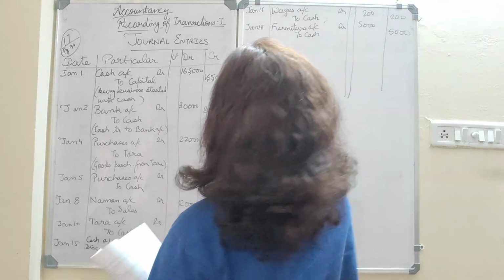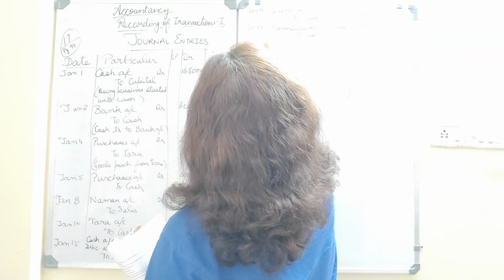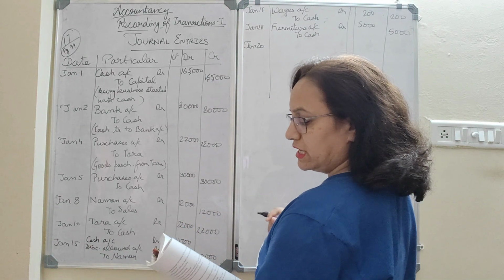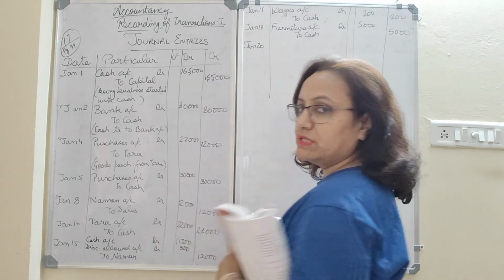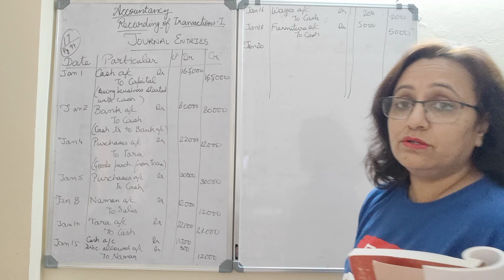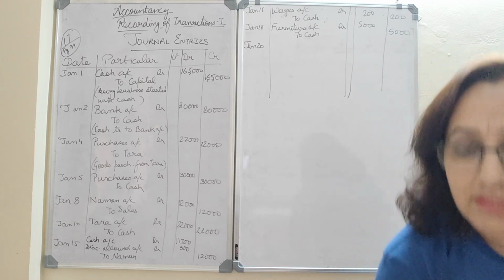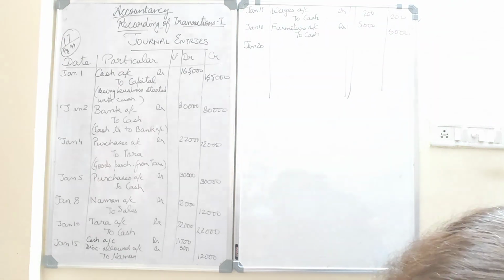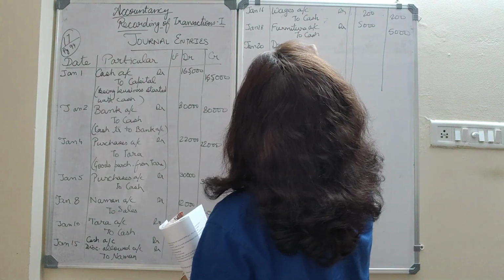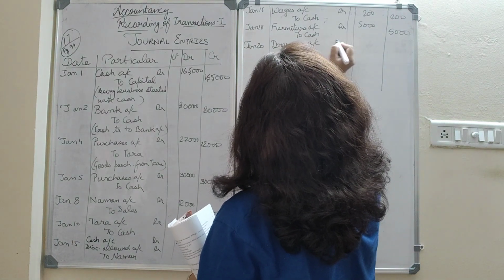Now next is January 20. January 20 says withdrawn from bank for personal use. So if I am withdrawing for personal use, what is it considered as? Yes, you are correct. It is considered as drawing, right? So we will enter this amount in drawing. Now we are taking from the bank, so it will not be cash. Drawing account debit to bank.